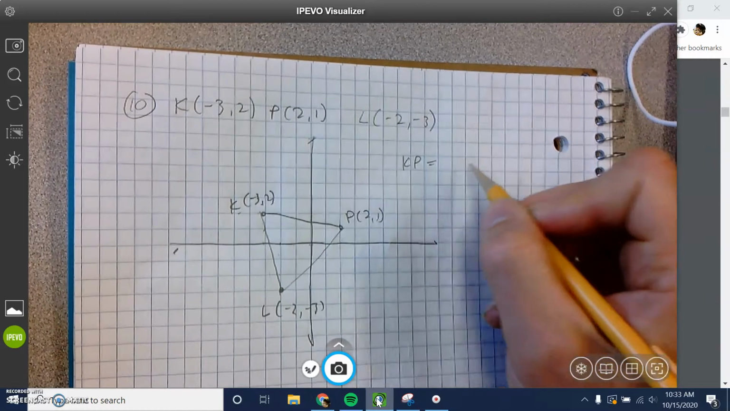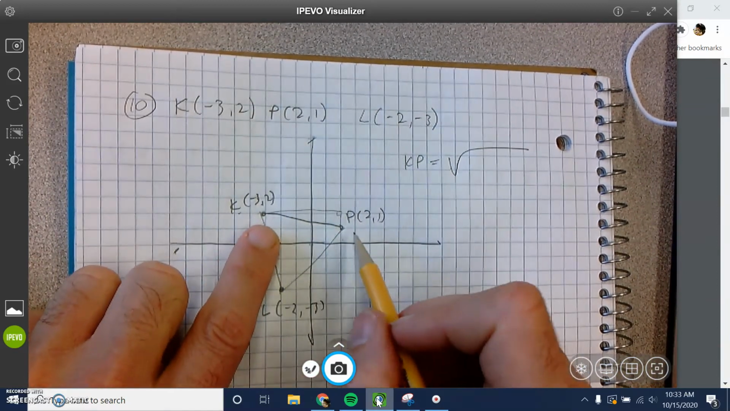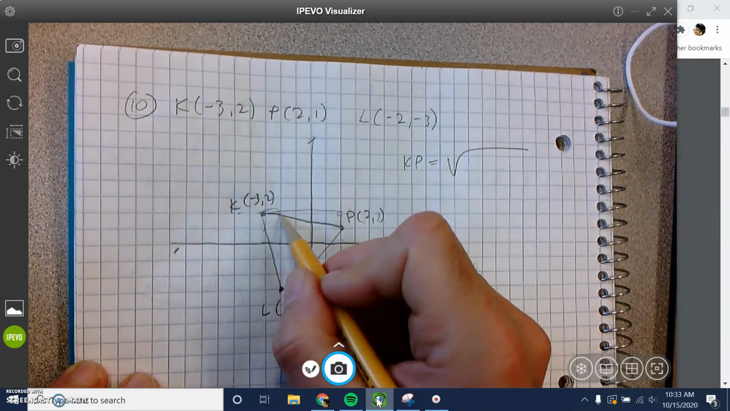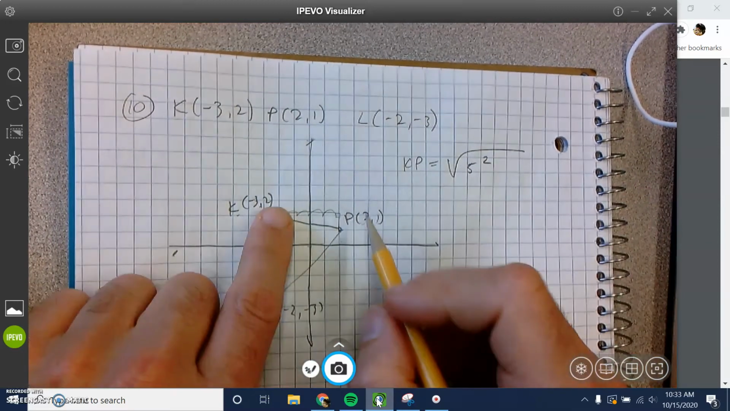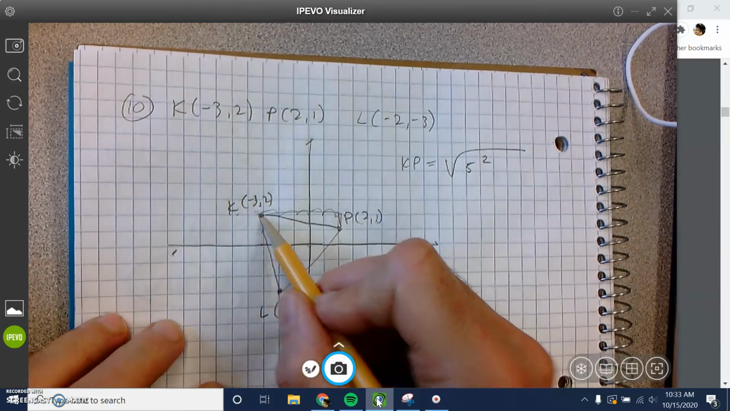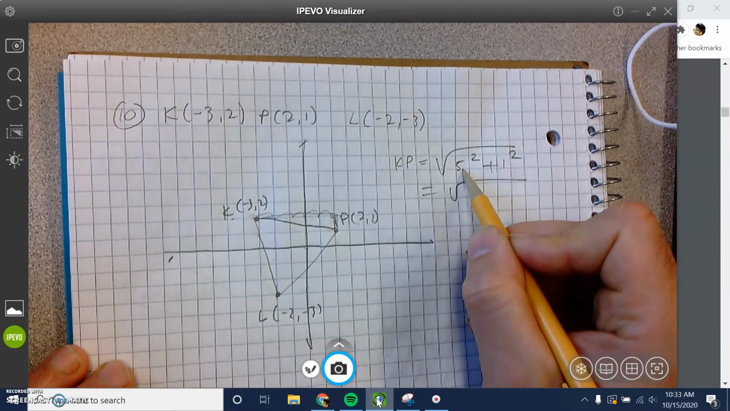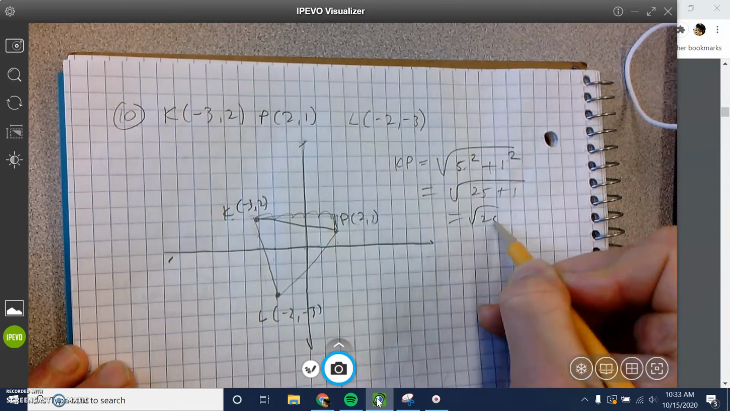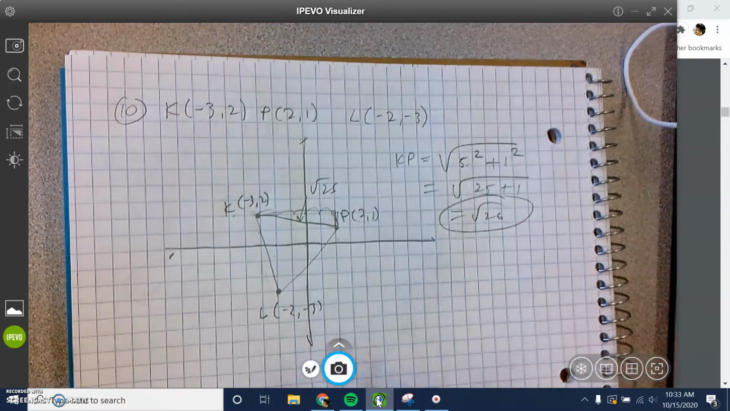So KP, square root of, I can do this to check, create my right triangle. So negative 3 to 2, how many spaces is that? If I need to count 1, 2, 3, 4, 5, I can do that like on a number line. So that's 5. And then on the y's, 2 to 1. So that's, you just drop down 1, right? So that's 1. So square root of 5 squared is 25. 1 times 1 is 1. So it's square root of 26 is KP. So this is the square root of 26.